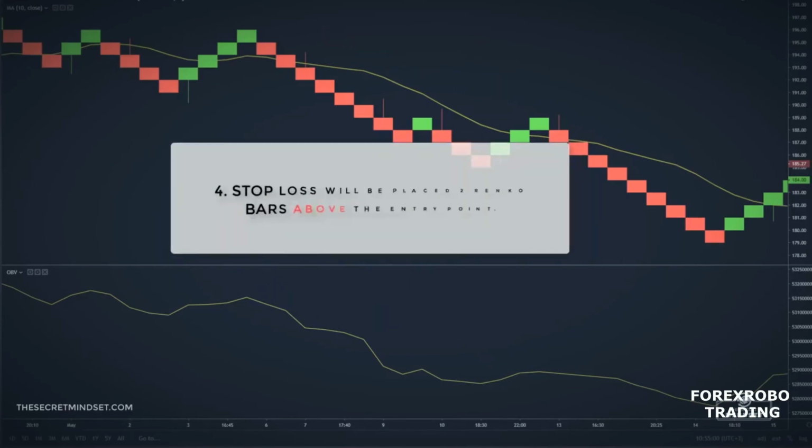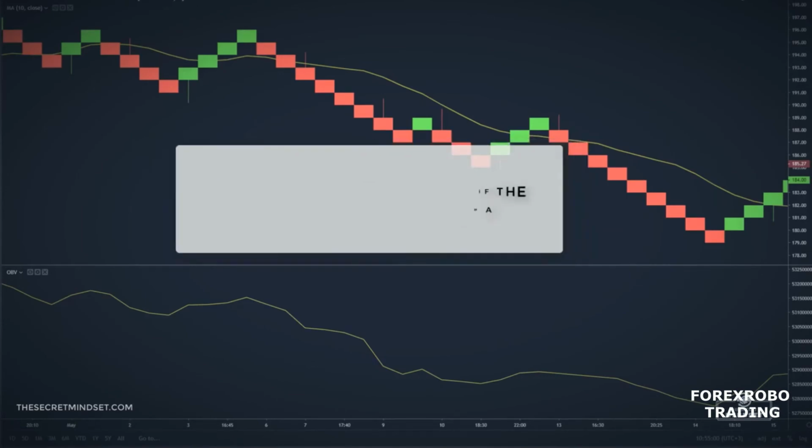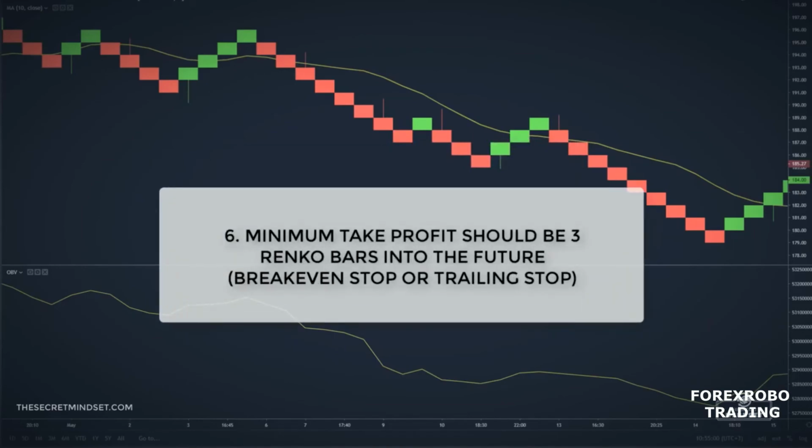Stop loss will be placed 2 Renko bars above the entry point. We can exit the position manually if the price increases above the simple moving average. Minimum take profit should be 3 Renko bars into the future. As in the case of a buy signal, when the price reaches the target, we can move our stop loss to break even and let the trade ride, or we can use a trailing stop to capture a larger part of the move.